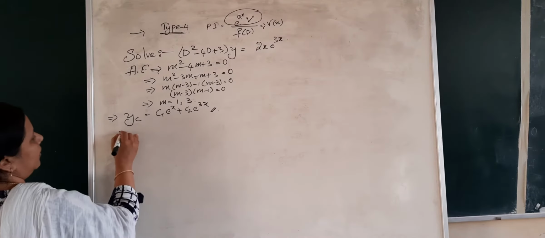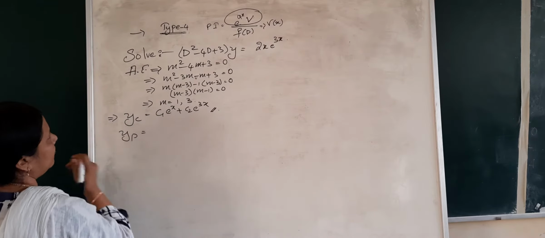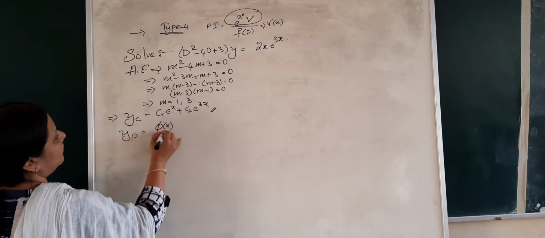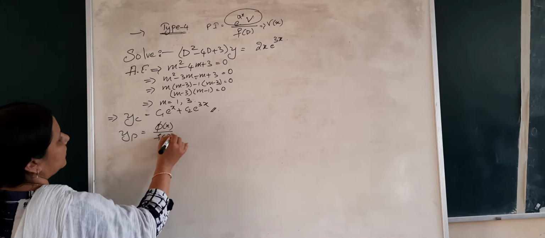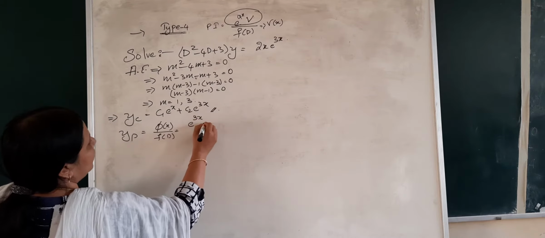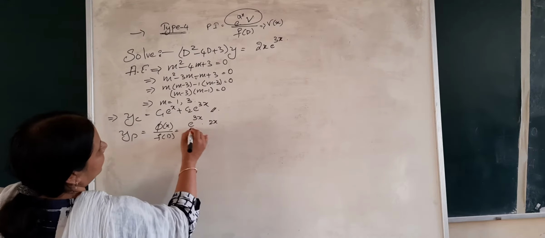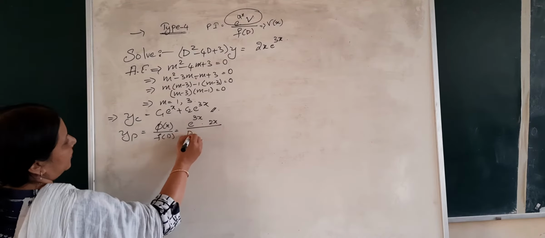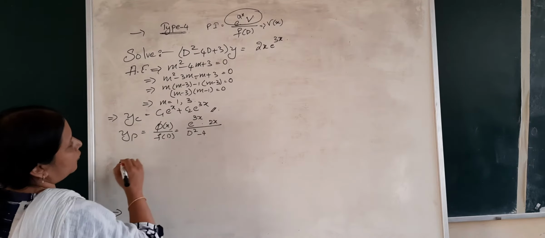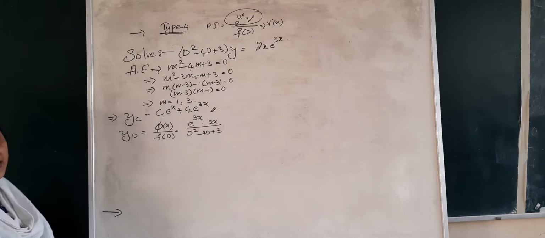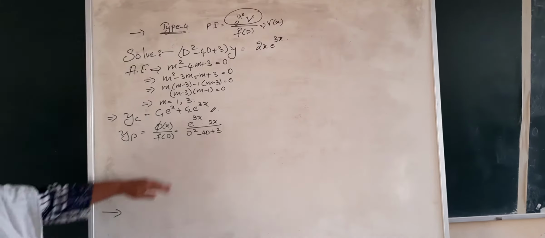Now coming to the particular integral part, yp is equal to phi of x divided by f of D, and in this case phi of x is, first I will write the exponential form, e power 3x into 2x, e power 3x into 2x whole divided by f of D, our operator polynomial, D square minus 4D plus 3. Okay. Now carefully observe here.